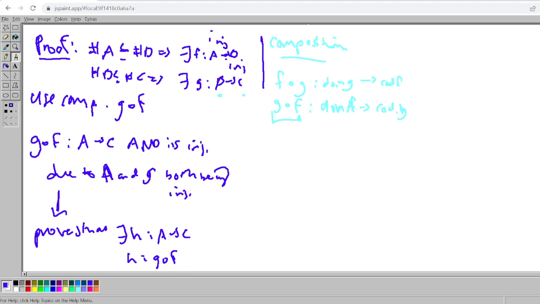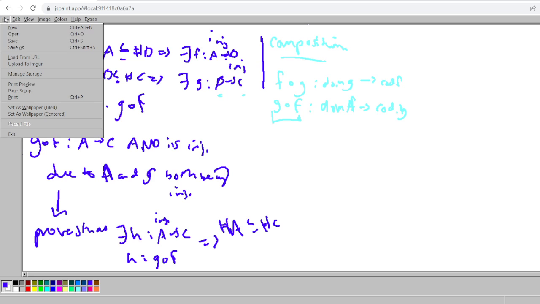And we have proven that there's an injective map, which in fact does prove that the cardinality of A is less than or equal to the cardinality of C. Riveting stuff, I know. It's mind-blowing.